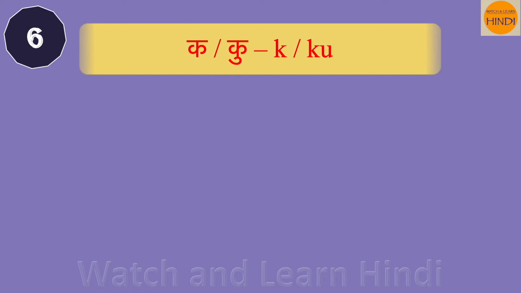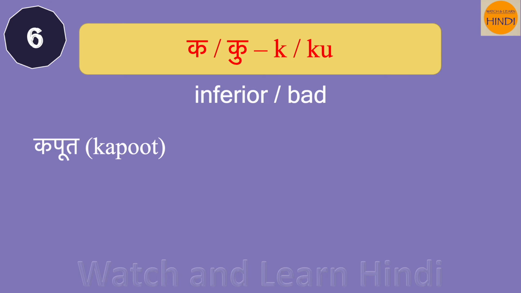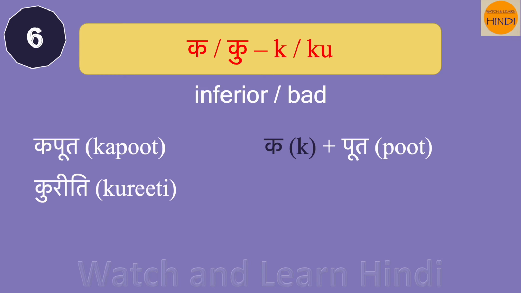Next is again a set, which is ka or ku. Here again both have the same effect, which is inferior or bad. For example, in kaput, which is made of ka plus put, put is an offspring or son, and kaput is a bad offspring or a bad son. Kuriti is ku plus riti, where riti is a custom or a tradition and kuriti is a bad custom.